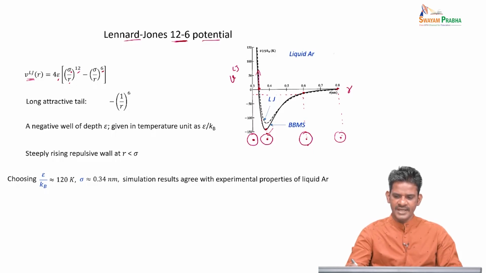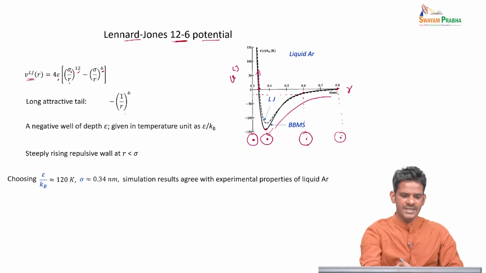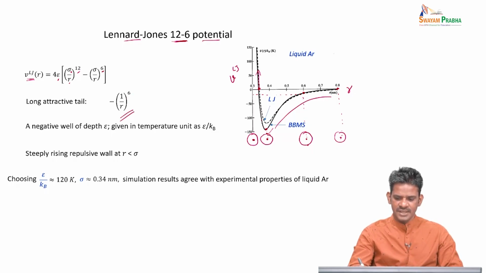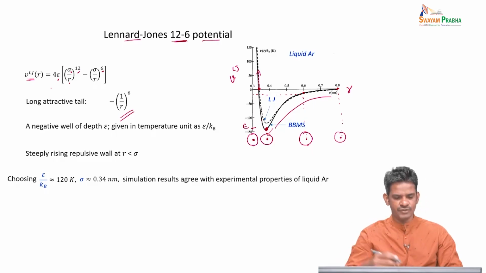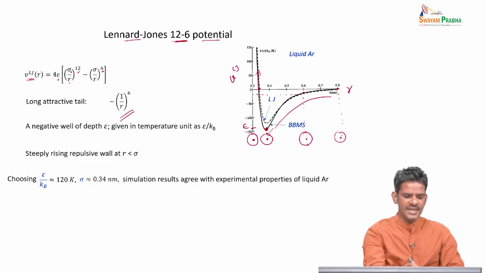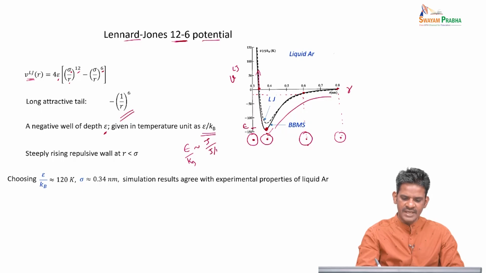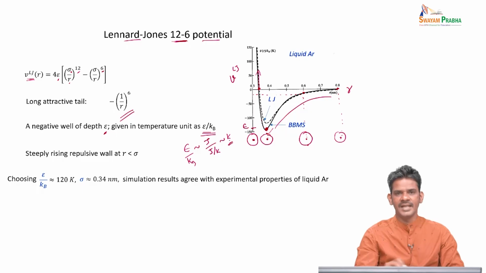So there is a long attractive tail, given by the expression minus 1 by r power 6, and it has a potential well of depth epsilon. This epsilon here tells you the magnitude of attraction. Usually this epsilon is represented in units of temperature by writing epsilon by kB. This is because epsilon is given in joules and kB is in joules per Kelvin, so Kelvin comes on the top. So the unit of epsilon by kB will be kelvins.